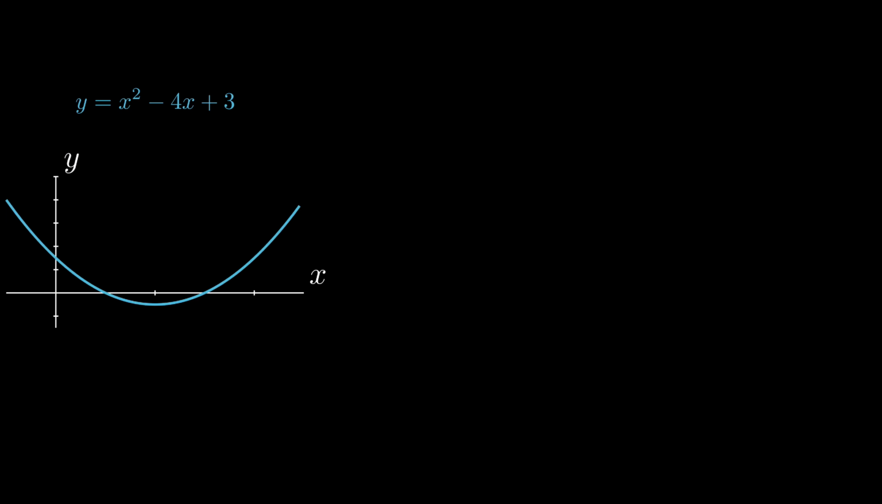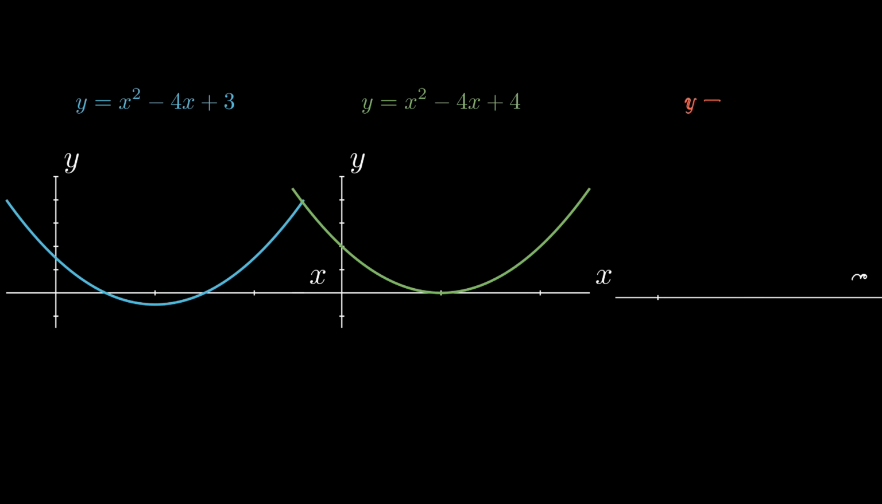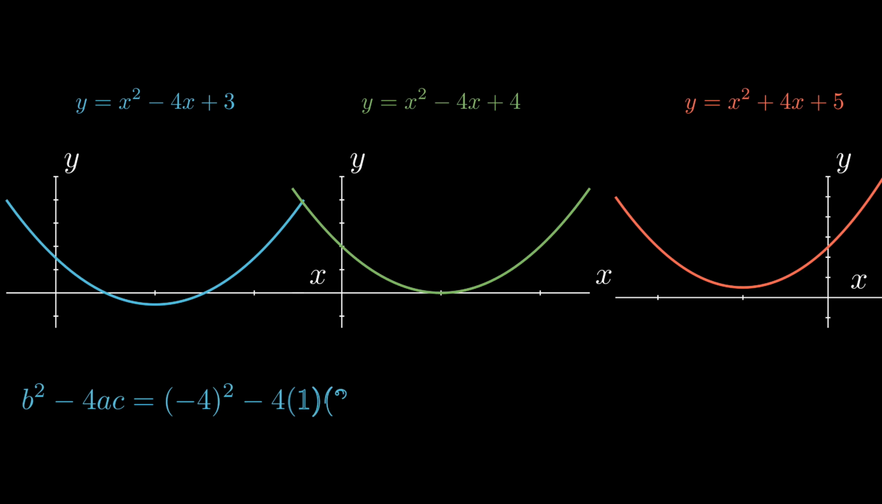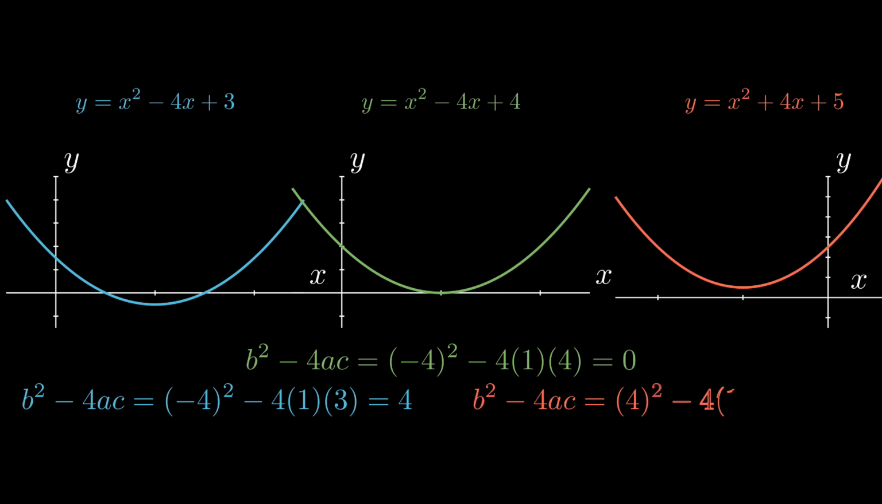Now, there are 3 scenarios that I want to consider. On the screen, you can see 3 different quadratics, and each of them have a different equation. Considering b squared minus 4ac for all of them, you can see that when this is greater than 0, we have the curve intersecting the x-axis at 2 different points. When it is equal to 0, we have the curve intersecting the x-axis only once, and when it is less than 0, the curve never intersects the x-axis. I will leave you to think about this and why this happens.